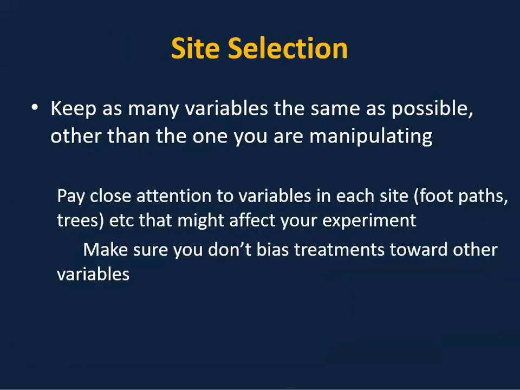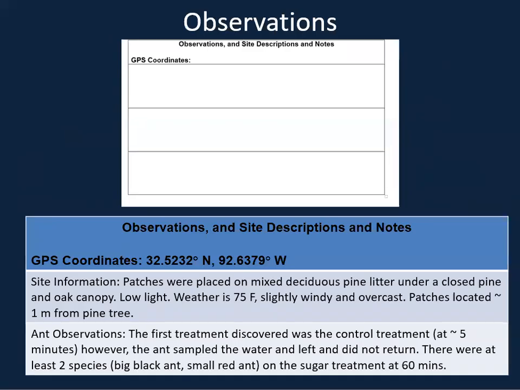So there's a lot of variability in this experiment, and you would want to make it to where there is not. So site selection is also important because you want to keep as many variables the same as possible other than the one that you are manipulating. So pay close attention to variables in each site, like footpaths, trees, anything that might affect your experiment. And write everything down on your observation worksheet, such as GPS coordinates, weather, if it's windy, if it's a little bit rainy, where the patches are located from flora, and then also what types of ants came over to it.